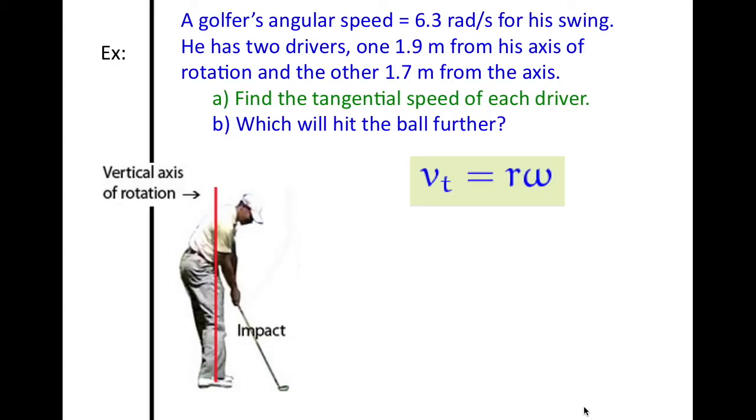Let's go ahead and use this equation to solve for something. A golfer's angular speed is 6.3 radians per second for his swing. He has two drivers, which is this golf club here. This is called a driver. One of them is 1.9 meters from his axis of rotation, and the other is 1.7 meters from the axis. Find the tangential speed of each driver.